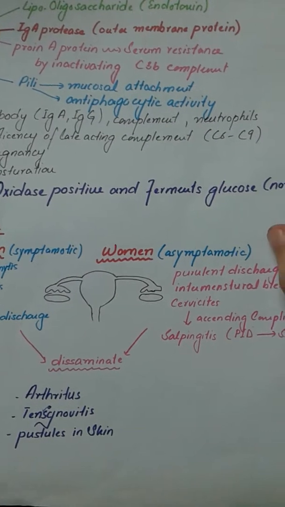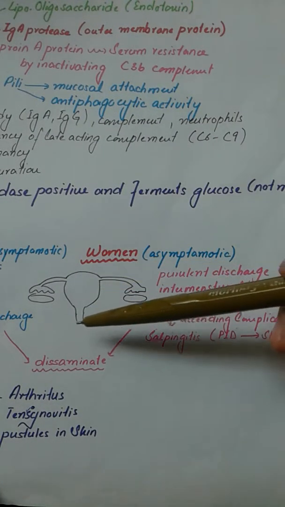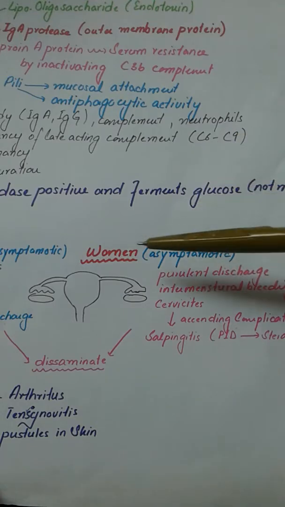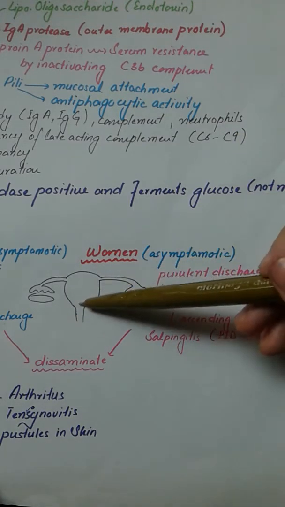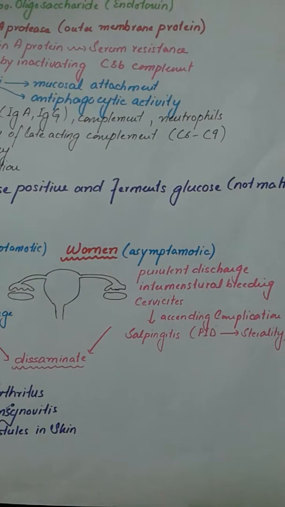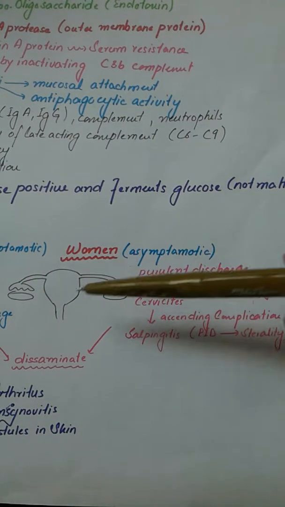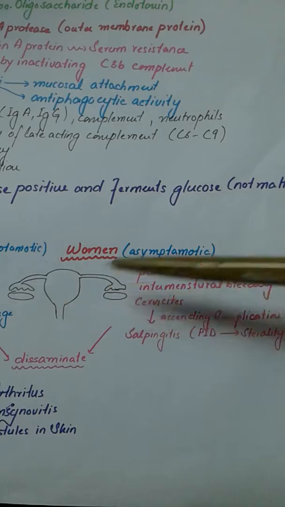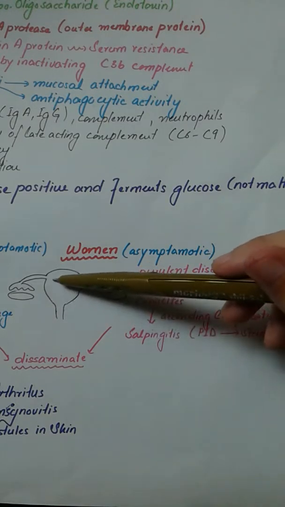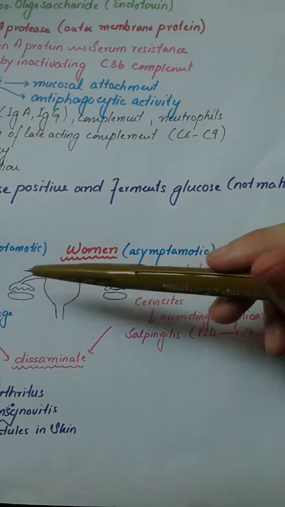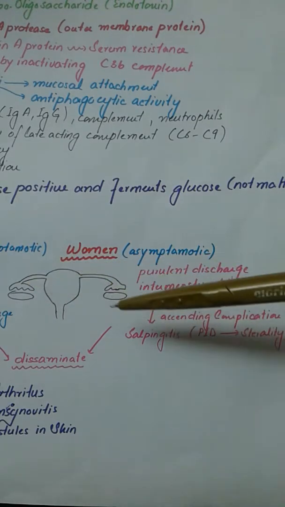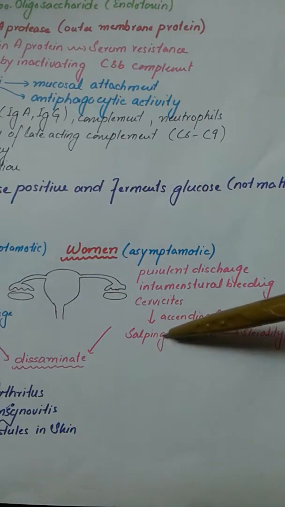In women, what happens is that it can ascend up to the vagina, up to the cervix. Now, if it is in the vagina, it will cause purulent discharge. Sometimes it causes irritation enough that it results in intermenstrual bleeding. If it goes up to the cervix, it will cause cervicitis, and even if it ascends further, to the salpinges. Now, what will happen here? It will cause inflammation of this area, which will result in salpingitis.